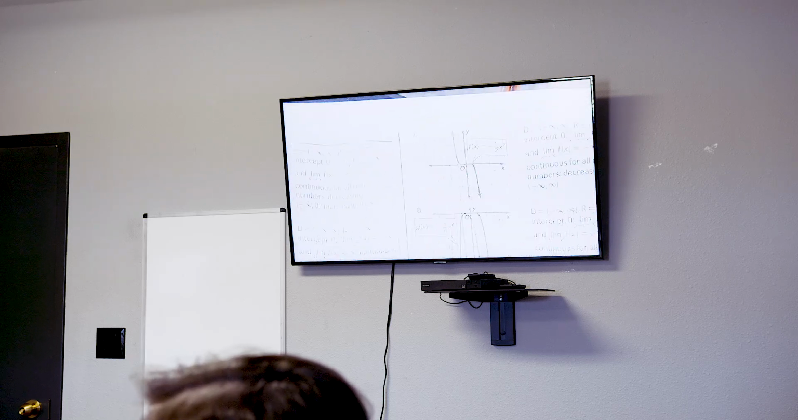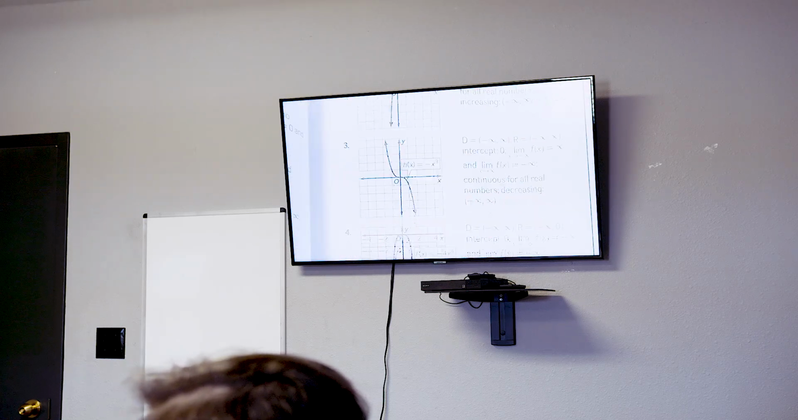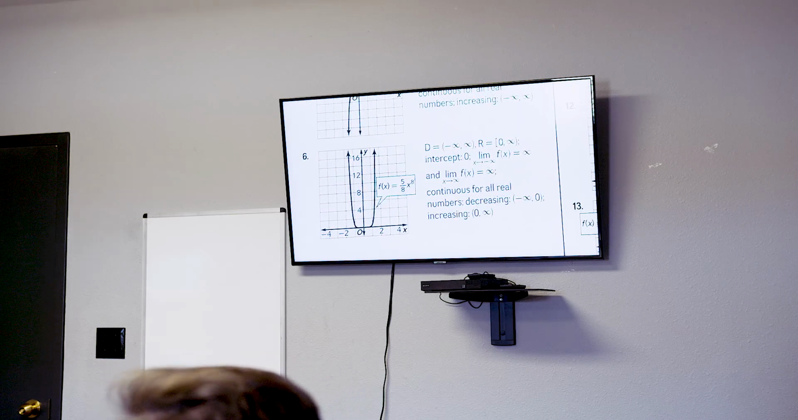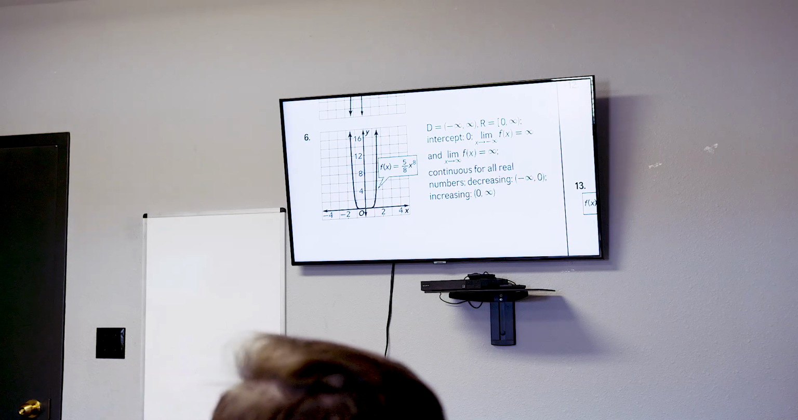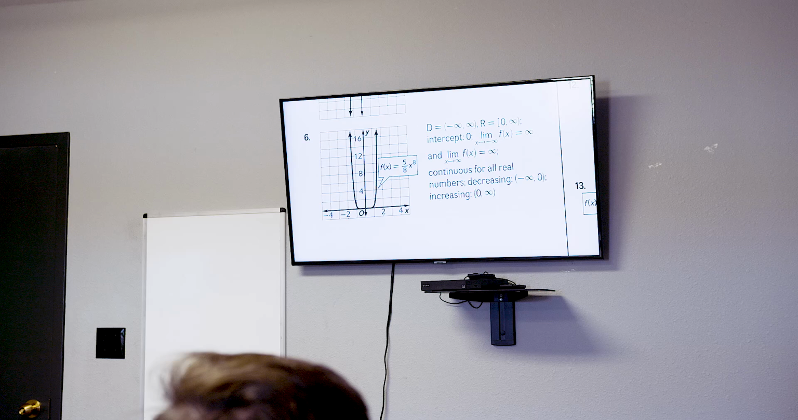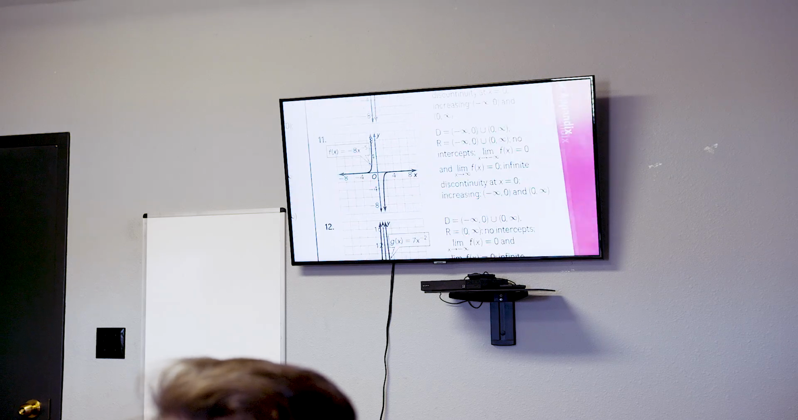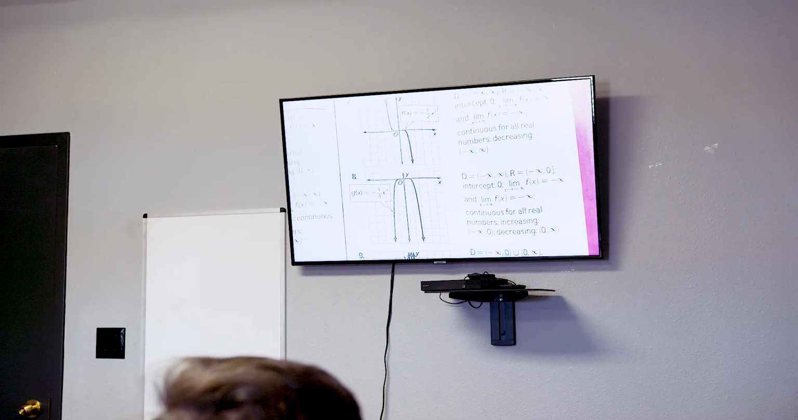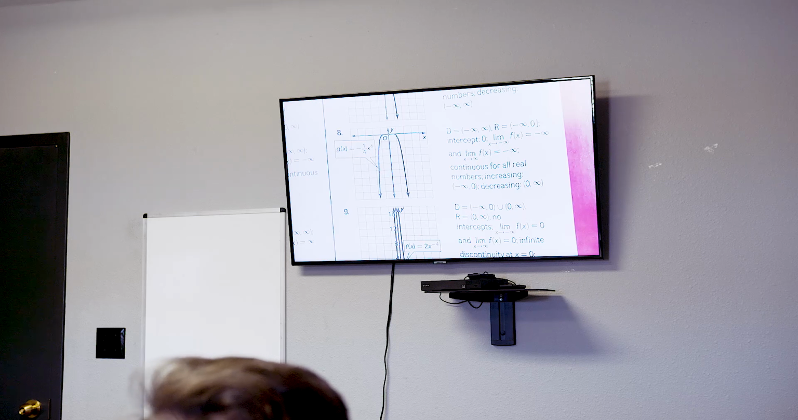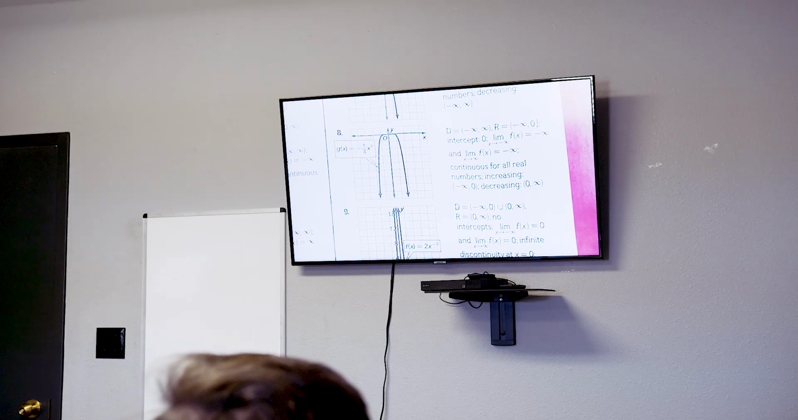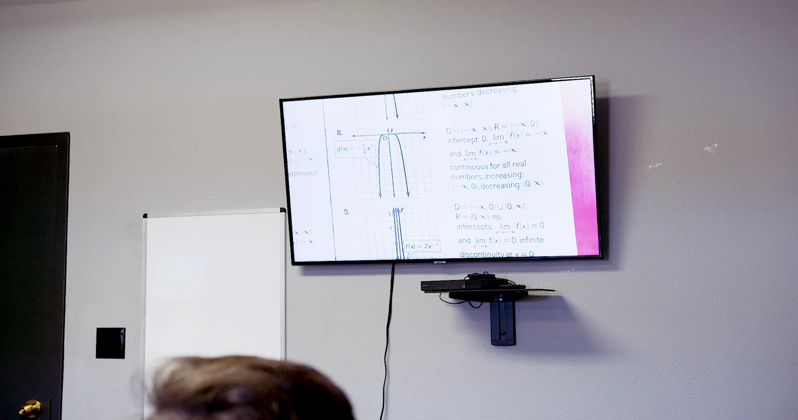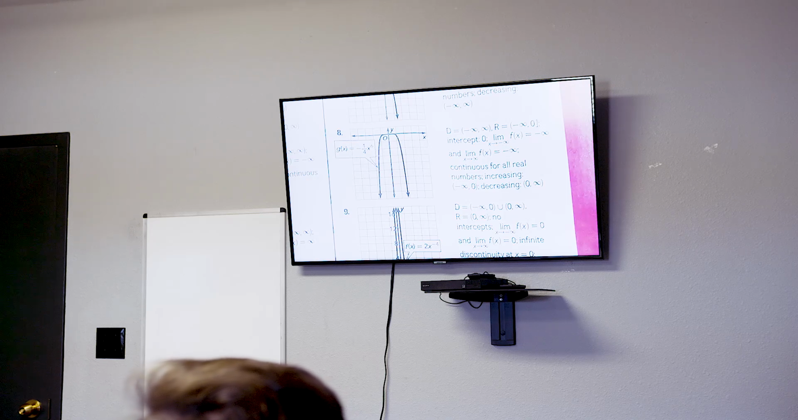Number 8 looks like that, which is kind of a flipped upside down version of number 6. Why is that continuous for all real numbers? It doesn't have any gaps or jumps or asymptotes.